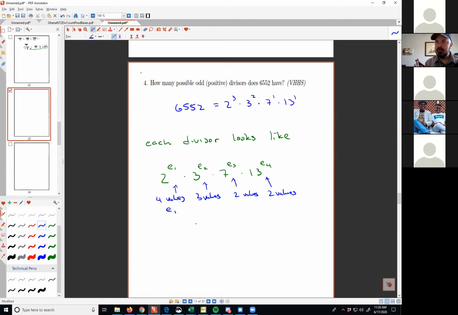Was that Salorm? Yes, please. So what Salorm says is, hey, we no longer can use any other value for E1 other than 0. An odd number has no powers of 2 in it. Yeah, these are equivalent statements. Odd number, prime factorization has no powers of 2. And so instead of 4 values, we just have 1. And so we multiply the number of ways we could fill in the remaining prime factorization. 3 possible values for E2 times 2 for E3 times 2 for E4. And that gives us 12 odd divisors.